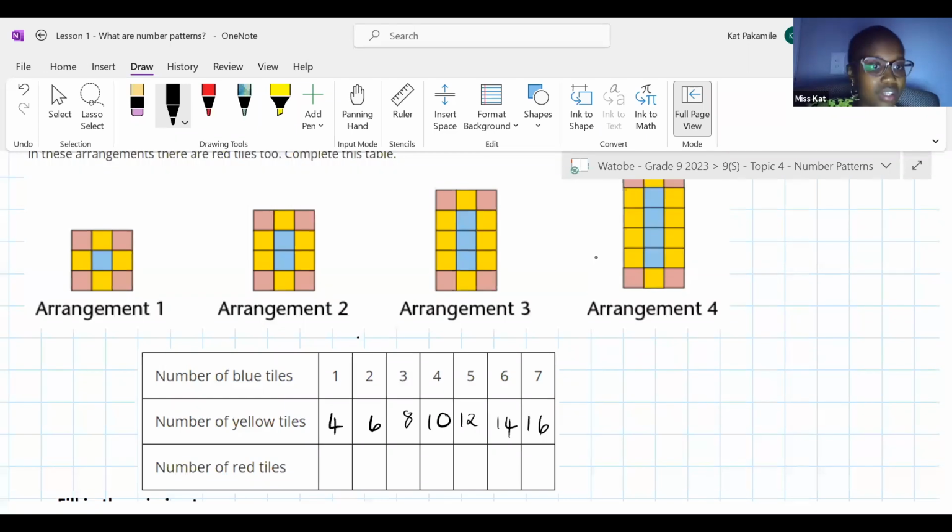Okay, let's check. Arrangement 1. How many red tiles do we have? We have 4. Arrangement 2? We still have 4. Arrangement 3? We still have 4. What's happening here? What's the pattern? We're still keeping 4. They stay the same. So you will always have 4 red tiles. Beautiful. Thank you very much for helping me.